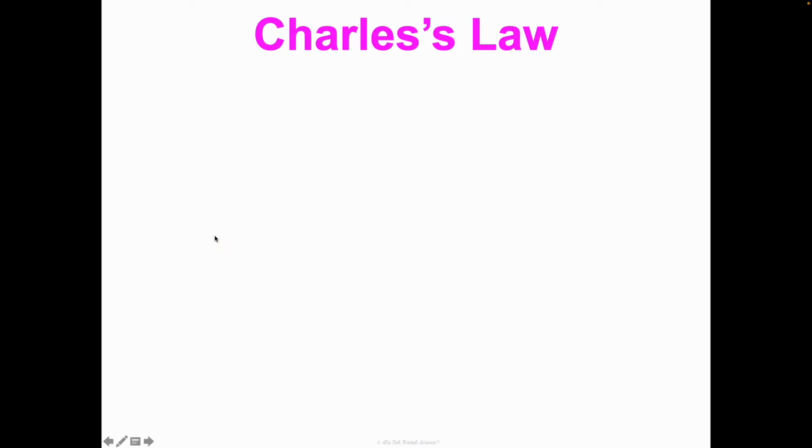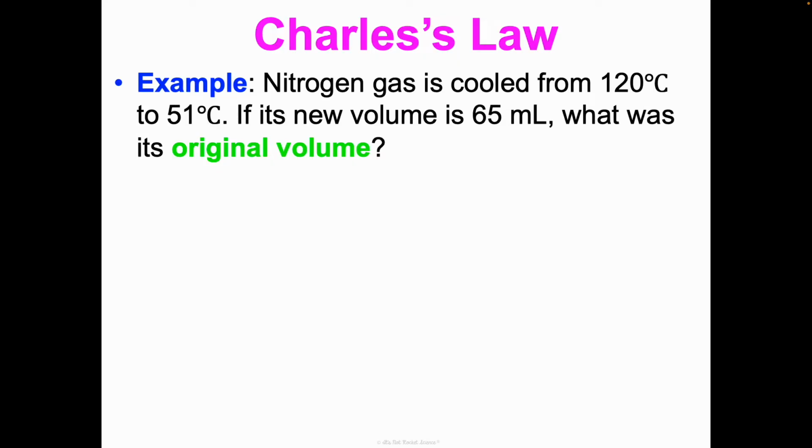So let's do an example. First, we have to read. Nitrogen gas is cooled from 120 degrees Celsius to 51 degrees Celsius. If its new volume is 65 milliliters, what was its original volume? Well, let's analyze. What do we know? We know the initial temperature was 120 degrees Celsius, and the new temperature is 51 degrees Celsius. If its new volume is 65 milliliters, that's our V2. What was its original volume? We're looking for V1.